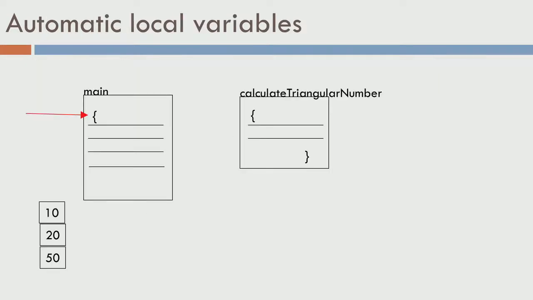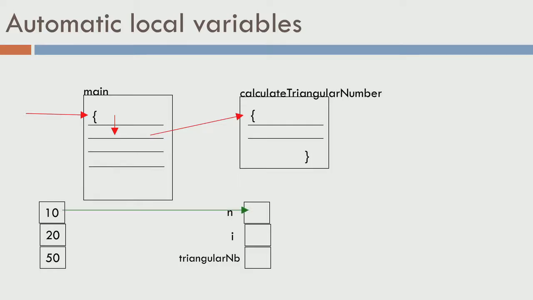Let us look at how this sequence works. I have the main program, and the control flow starts there. You are ready to calculate triangular number of 10. At this point n, I and triangular NB are all created, and the value of 10 is actually copied to n. Think of each of these boxes as separate memory locations. 10 is already in some memory location, 20 is in some memory location, 50 is in some other memory location. The value 10 is actually copied to n.